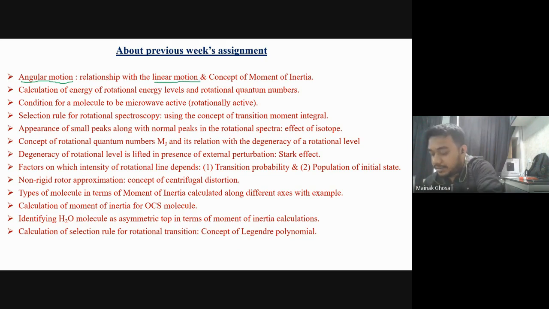For every individual quantity in linear motion, there is something very similar in angular motion, right? And from this, the concept of moment of inertia was established. Then the calculation of rotational energy levels was done, with the introduction of rotational quantum numbers. Then it was discussed under which condition a molecule will be microwave active, and it was shown that the molecule should have a permanent dipole moment.